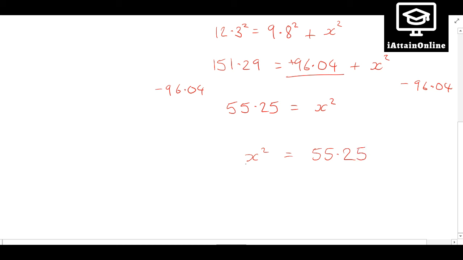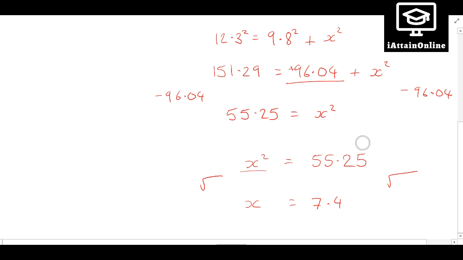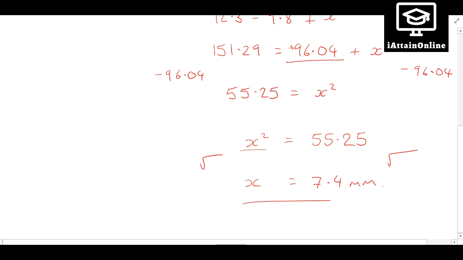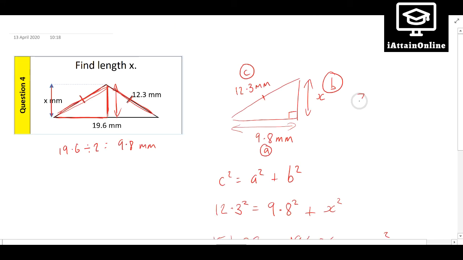Now we want to undo squaring the number, so I'm left with x equals. So squaring a number, square root both sides. So I'm doing the square root of 55.25, and to one decimal place, that gives me 7.4. Always check what the units were. In this case, it was millimeters. So that is my answer. The height of this triangle is 7.4 millimeters, and therefore x over here was 7.4 millimeters. Okay, that's it. That's all four examples.